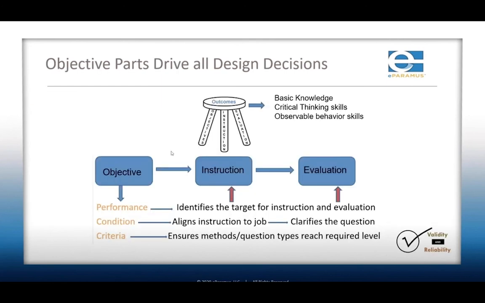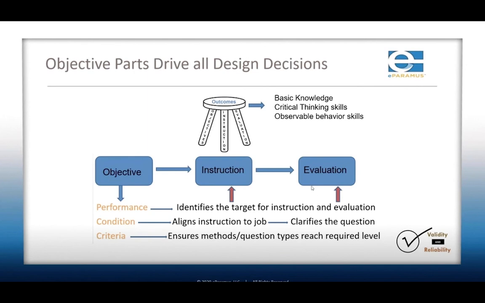This is showing you that stool. So these three pieces, the last part of the design. This is the performance, the condition, and criteria. And so those of you who can see this on the slides, since I know Tim has them available for you, it is saying that the performance that you're looking for, the conditions that you're looking for, and then the criteria, each one of those informs the instruction and the evaluation.